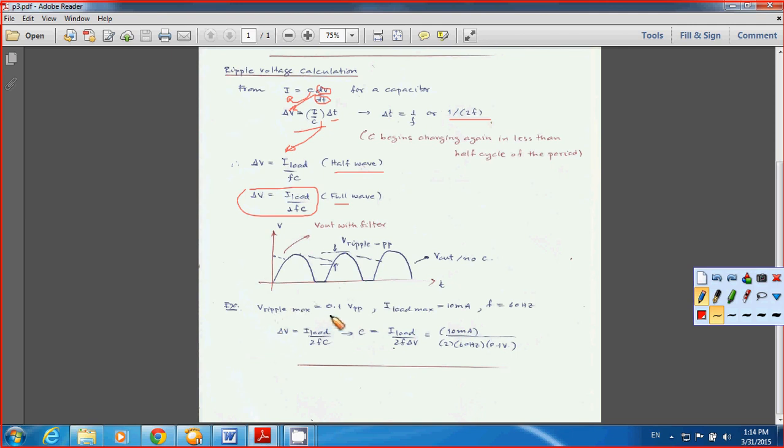When you have ripple max equal to 0.1 V peak to peak, and you want I load max to be 10 milliamps, and frequency equal to 60 Hertz, just for example, you can calculate for delta V. You can calculate for the capacitor in case you want to design the circuit. You have R and you have C here.